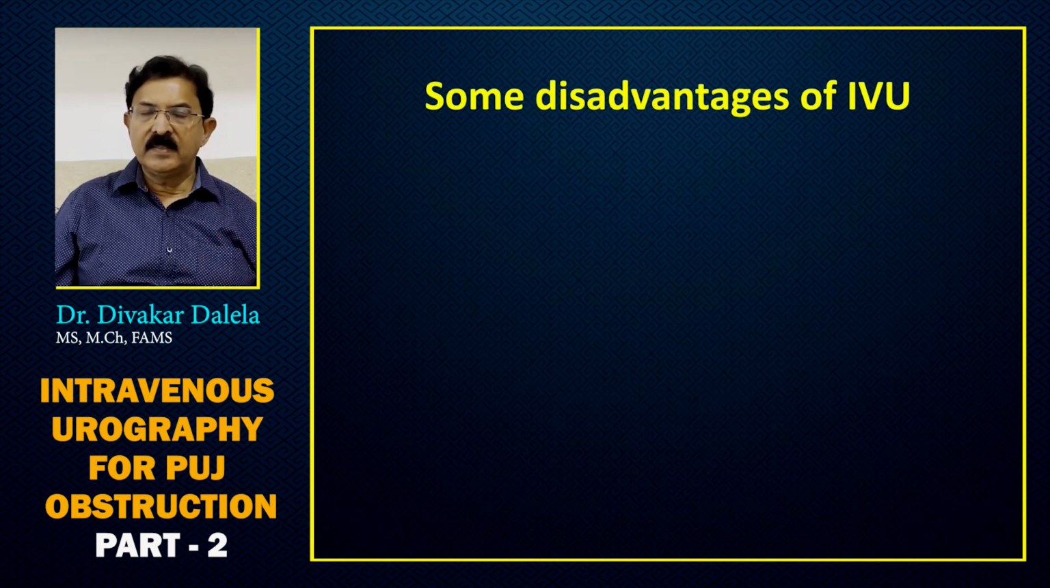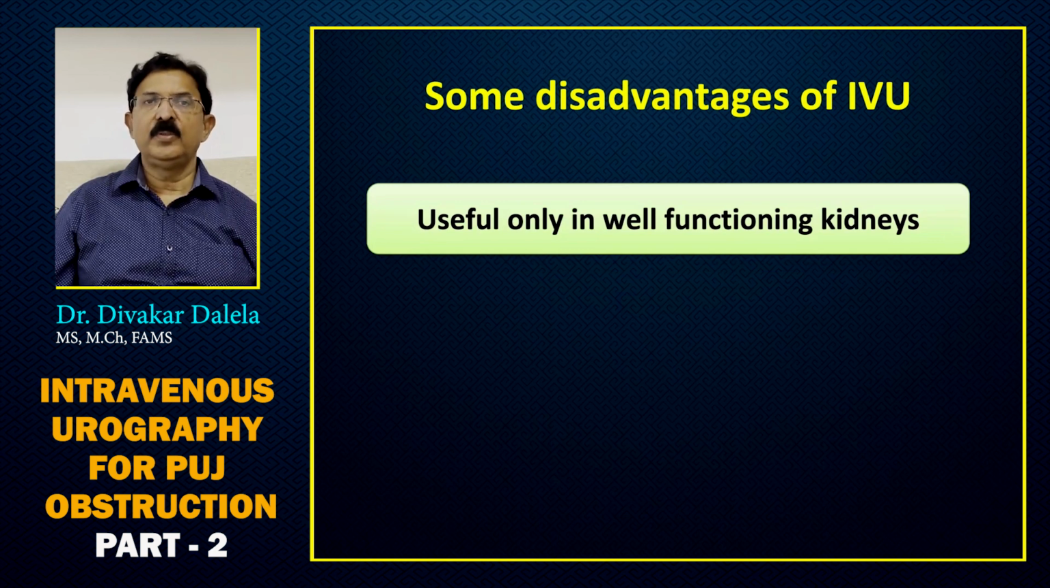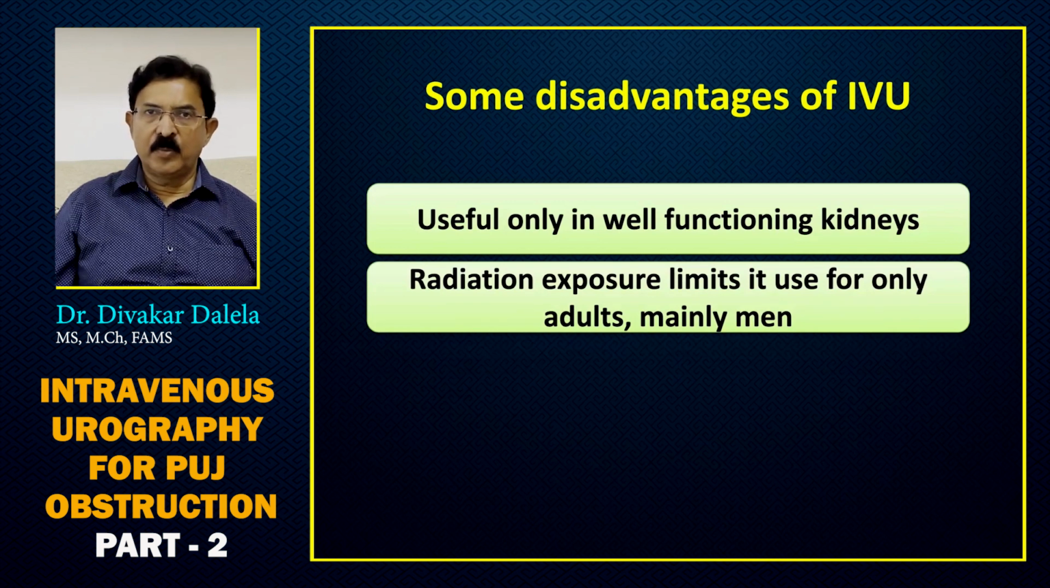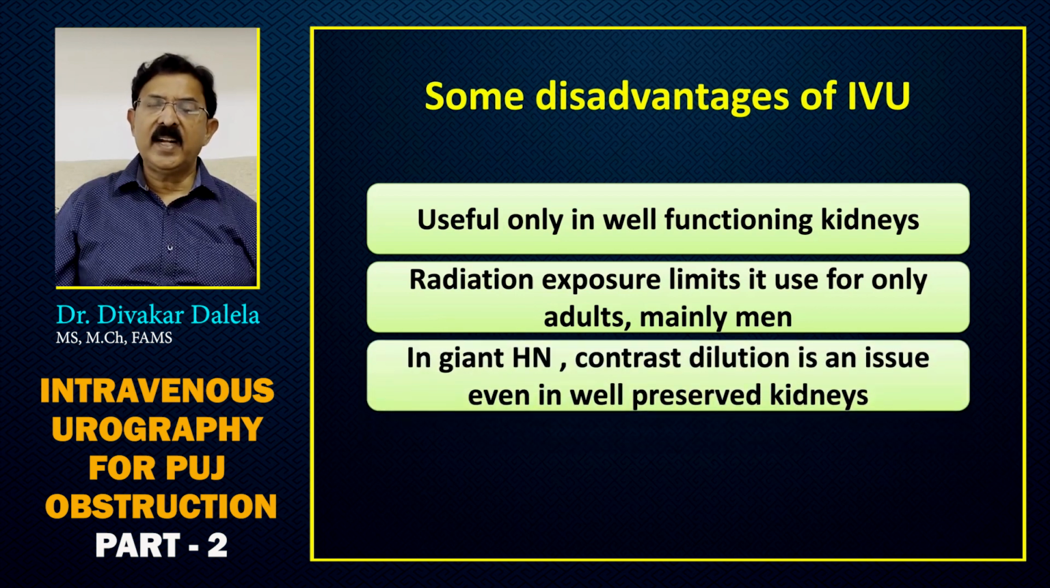I must mention here that there are some disadvantages of intravenous urography when used in patients of PUJ obstruction. Foremost being that this will be useful only in well-functioning kidneys. Radiation exposure limits its use for only adults, mainly men, because ladies get gonadal exposure, and children you should not use it on. In a giant hydronephrotic kidney, contrast dilution is an issue. Even in well-preserved kidneys, the amount of contrast that will come into the dilated calyx and dilated pelvis will not be sufficient to opacify it.